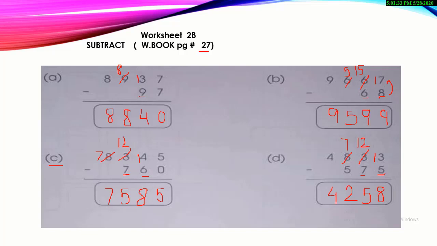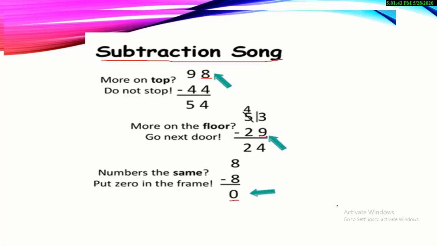Yes, did you see how easy it was? Just check whether you have more on the floor or more on the top. So let's have a look at the song again. Let's read it. More on the top, do not stop. More on the floor, go next door. Numbers the same, put 0 in the frame. So sing the song, okay?